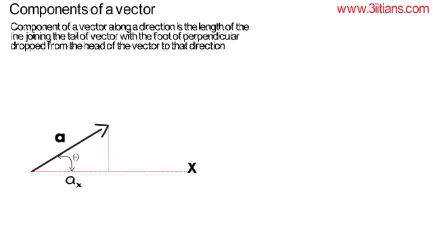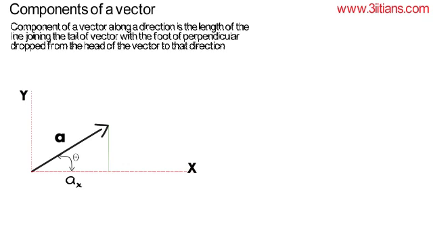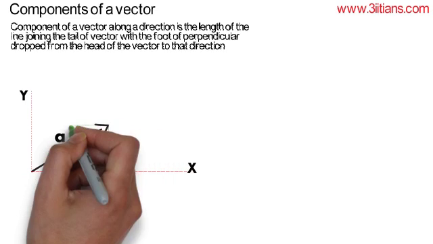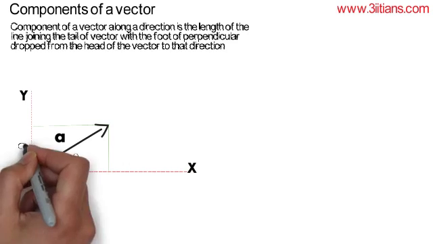Similarly, if we want to find the component of the vector along the y direction, we will drop a perpendicular from the head of vector A to the y-axis. The distance from the tail of A to the foot of the perpendicular on the y-axis will be the component of the vector along the y direction. So this is the component AY.